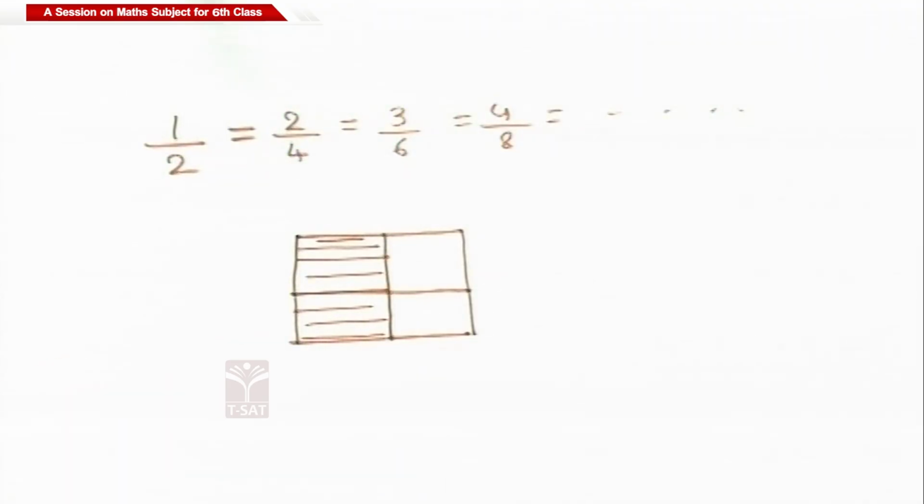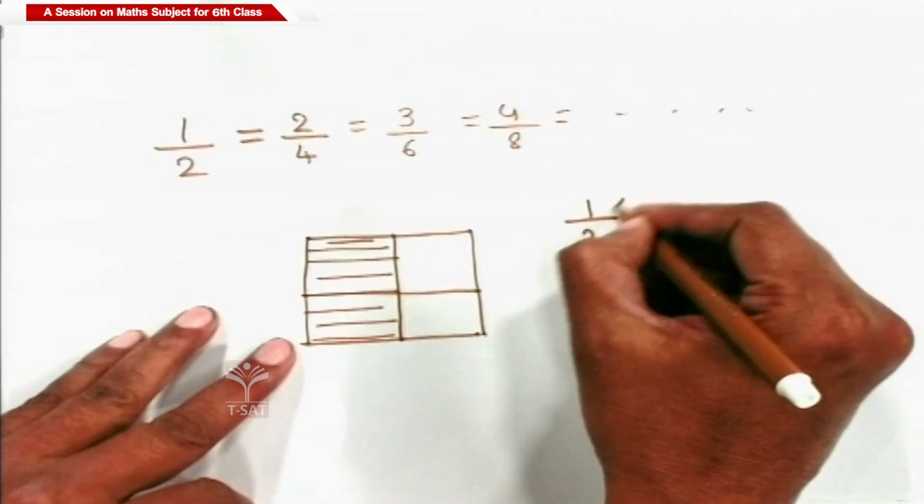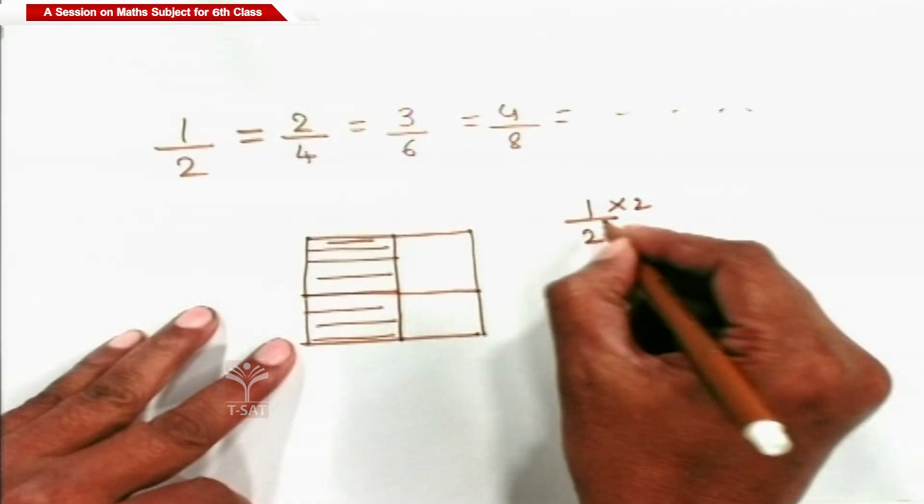By folding paper, we can understand that 1 by 2, 2 by 4, 3 by 6, 4 by 8 are equal. With the folding activity, at the same time, we have to ask the children what they observe there. Children can observe that multiplying the numerator and denominator by the same number gives the equivalent fraction. For example, see 1 by 2, multiply the numerator with 2 and the denominator with 2.